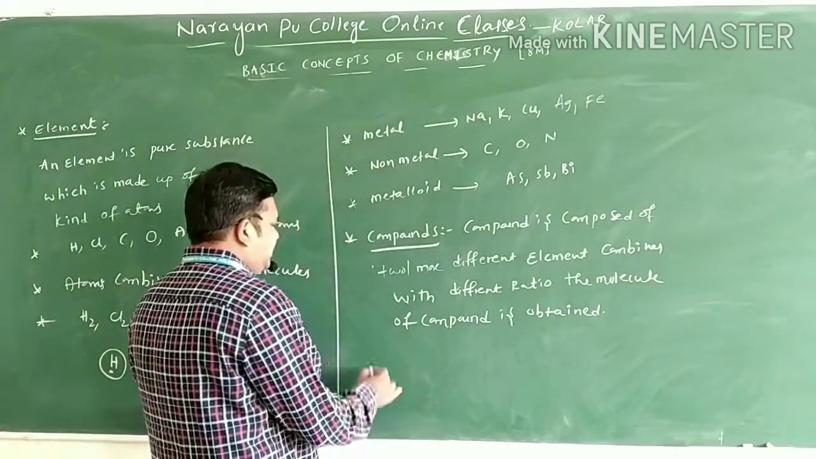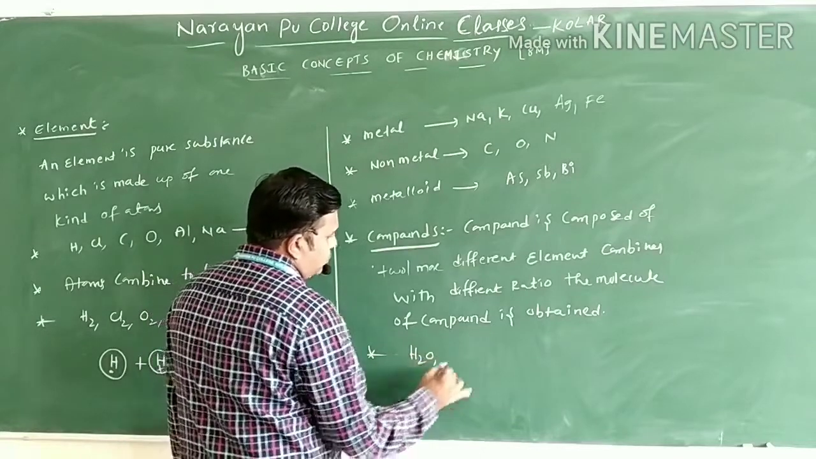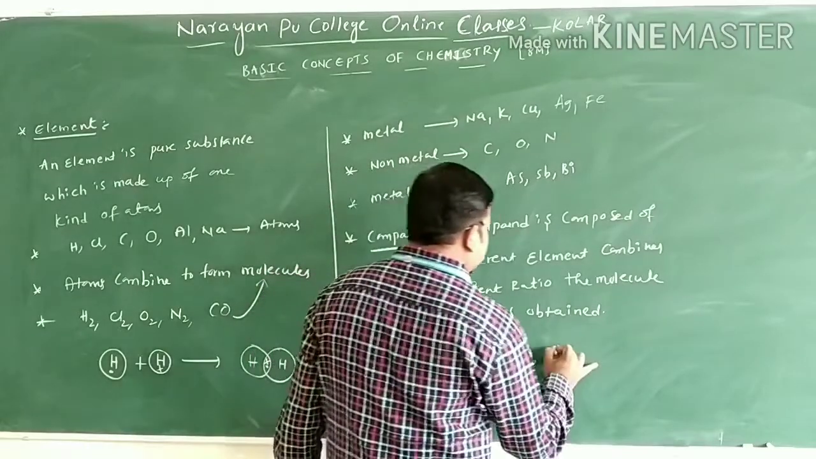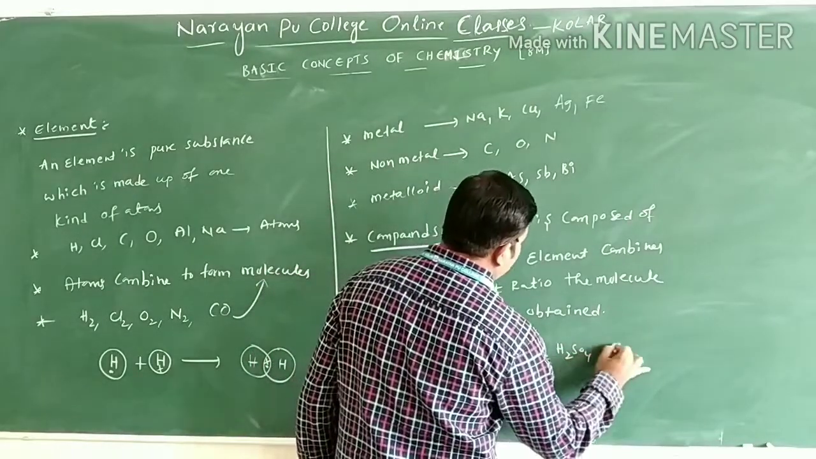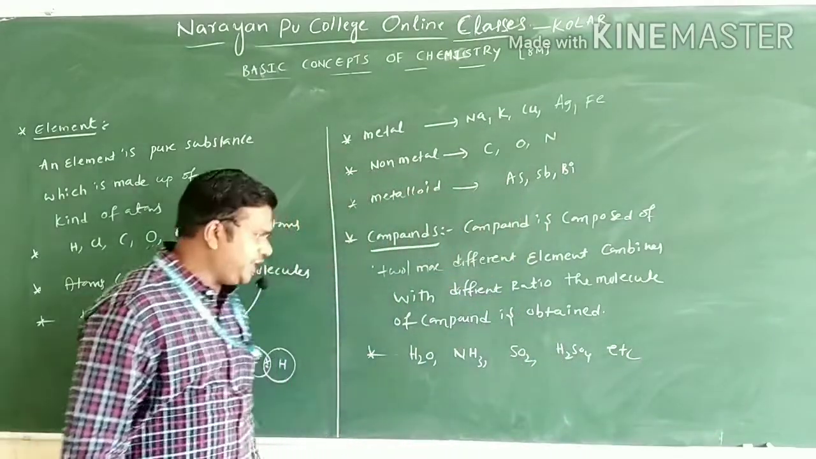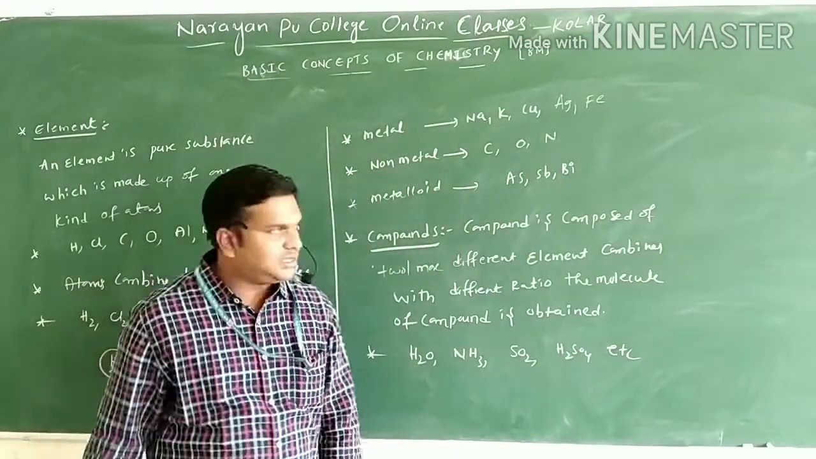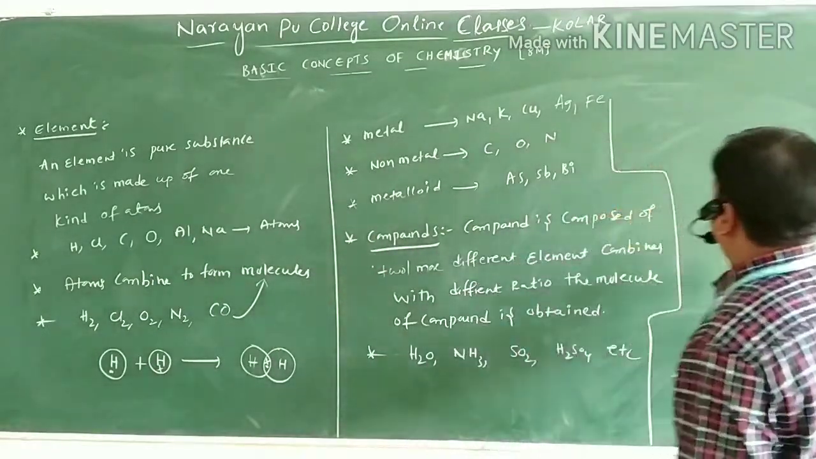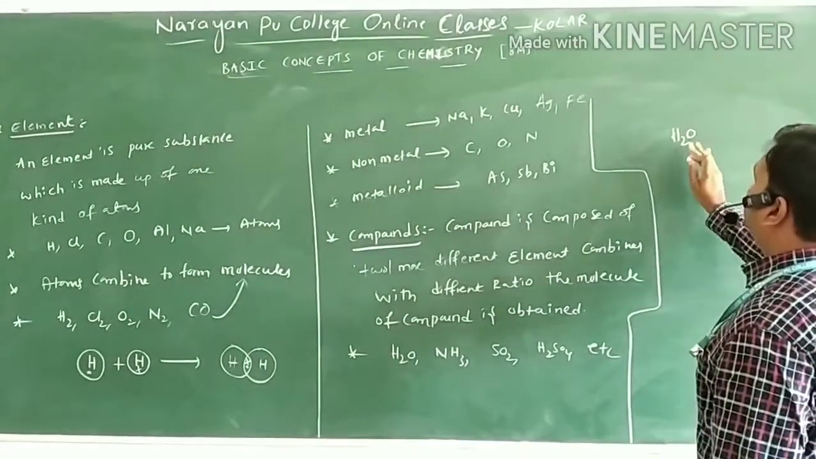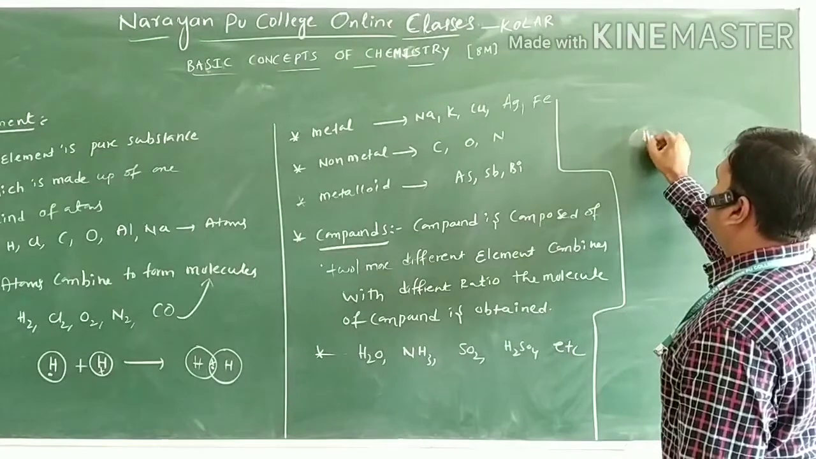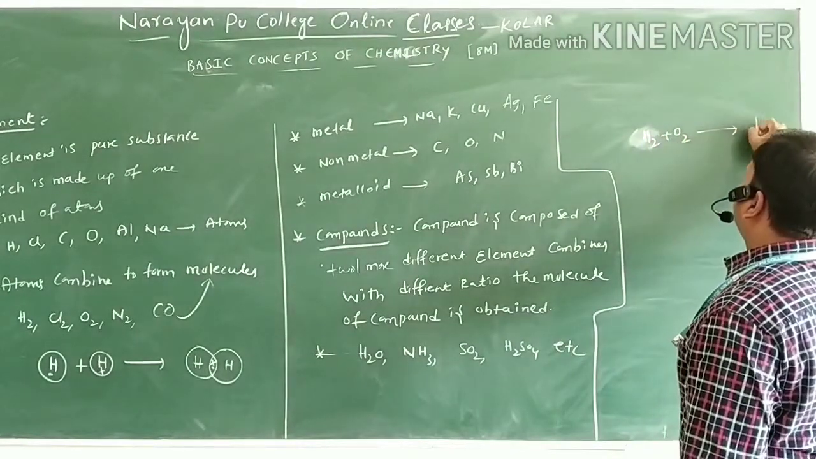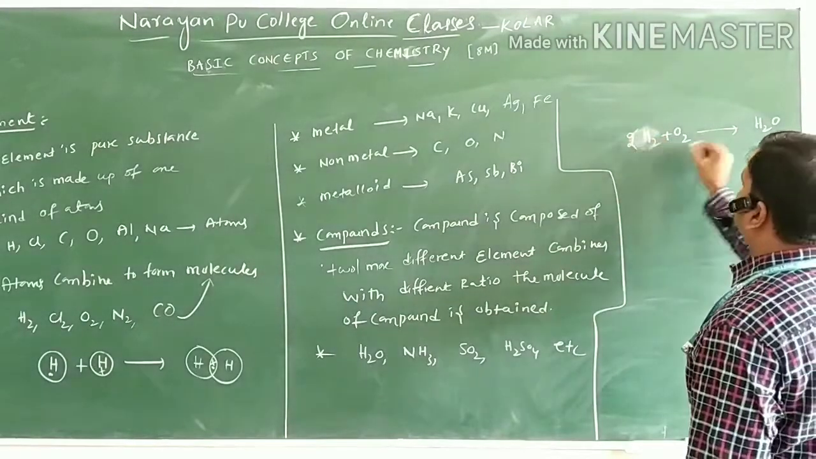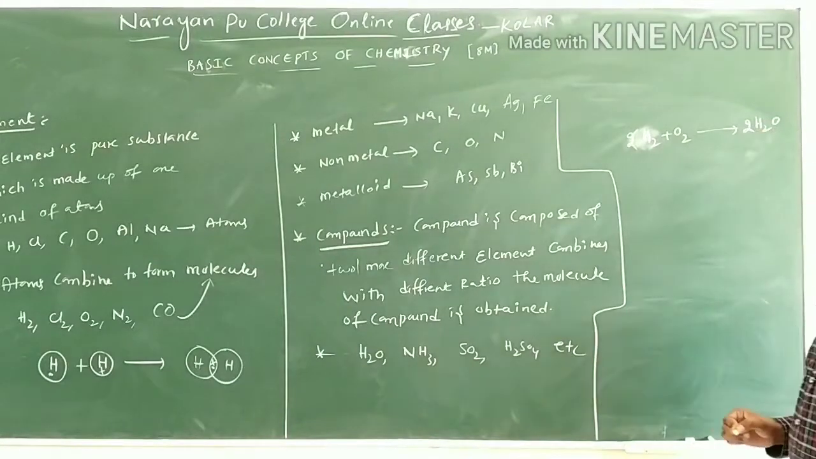So what are the examples you can take here? You can take H2O, NH3, SO2, H2SO4, etc. These are examples for compounds. Clear? So let us see how the formation of water takes place. If you want to prepare water, it can be formed like this: 2H2 plus O2 gives rise to 2H2O.